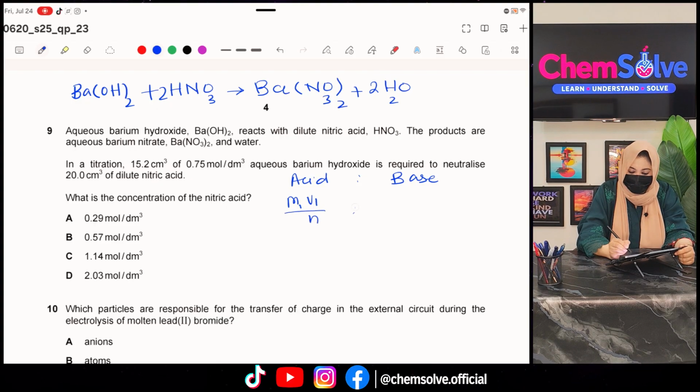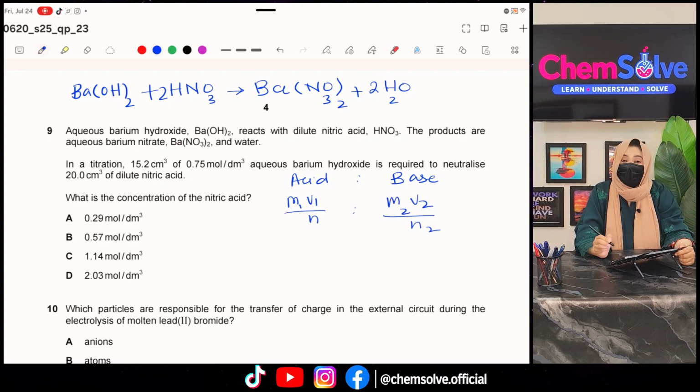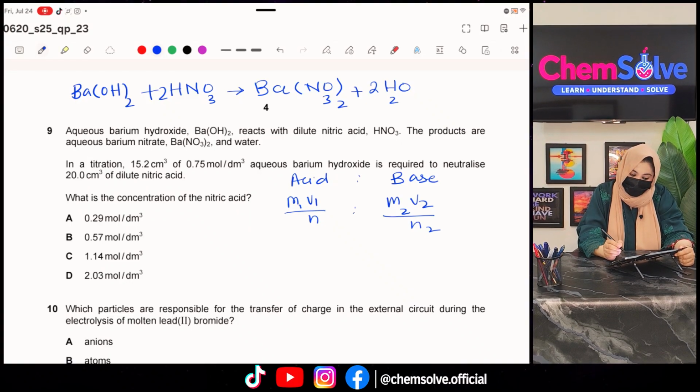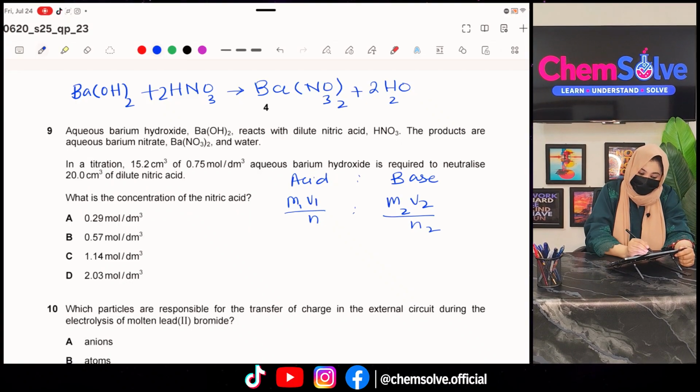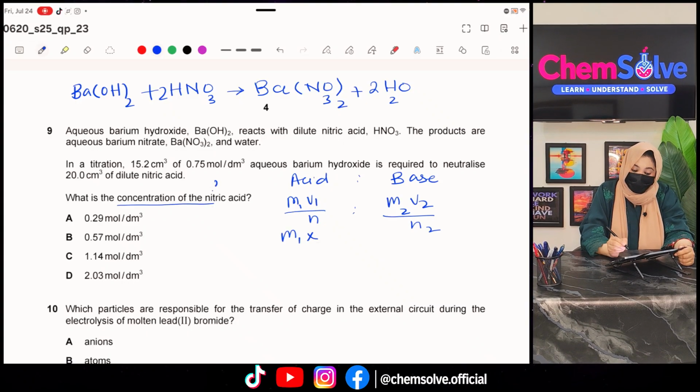M1V1 over N1 is equal to M2V2 over N2. M1 is the concentration of the acid. So let's see what is the concentration of the acid. We have to find out the concentration of the acid. So M1 is unknown. V1 is the volume of the acid, so that is 20 over here.